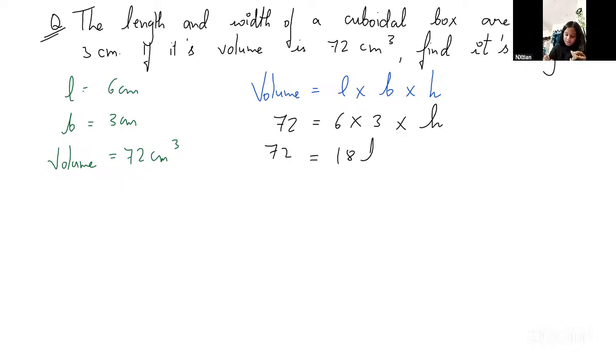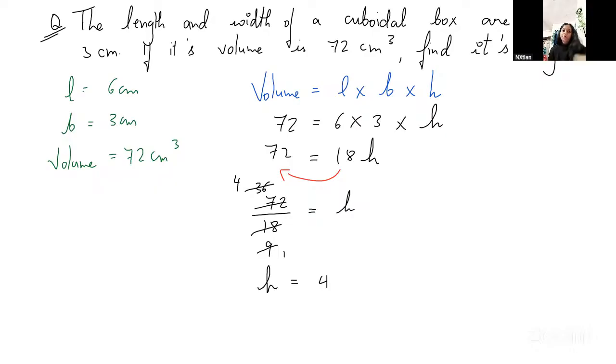Now we know that when it is like this, we take this number to that side. So it becomes 72 divided by 18 is equal to h. So what happens? Cancel. 2 3s are 6, 2 6s are 12, 2 9s are 18, 9 1s are 9, 9 4s are 36. H is equal to 4.